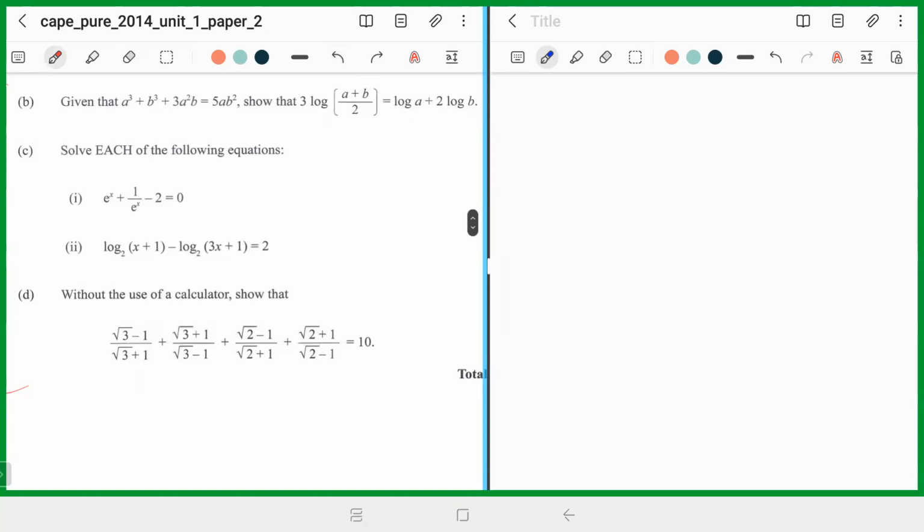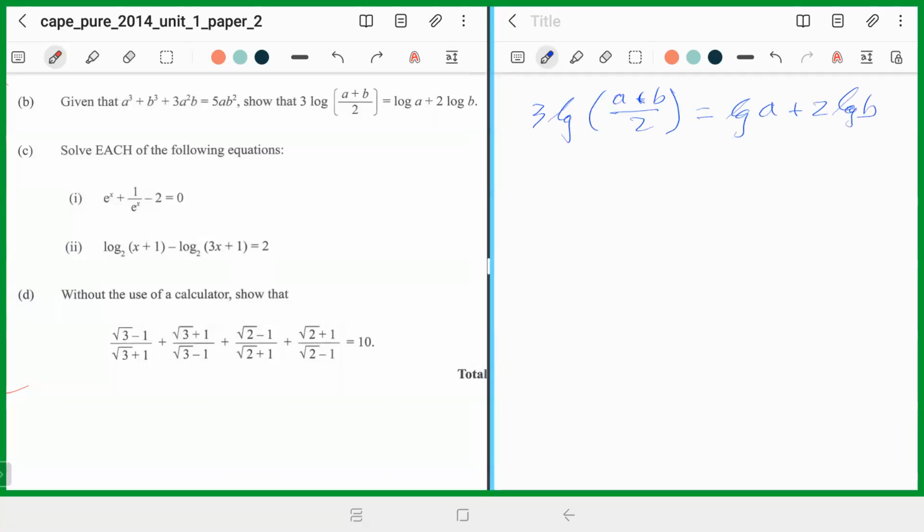Ready? Alright, so we have 3 log of (a plus b) over 2 equals log of a plus 2 log of b, to show. When you want to show something, you must take the left side and prove it equal to the right side. That's how you show this. So starting with the left hand side, the first thing I want to do is move this 3 up here. So I want to use the laws of logs, and move up the power 3 first.